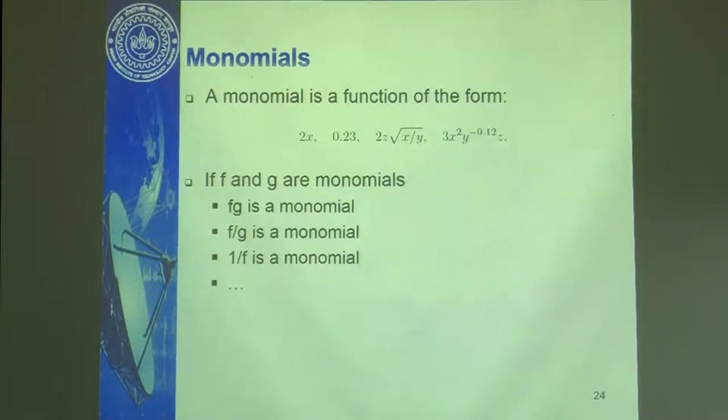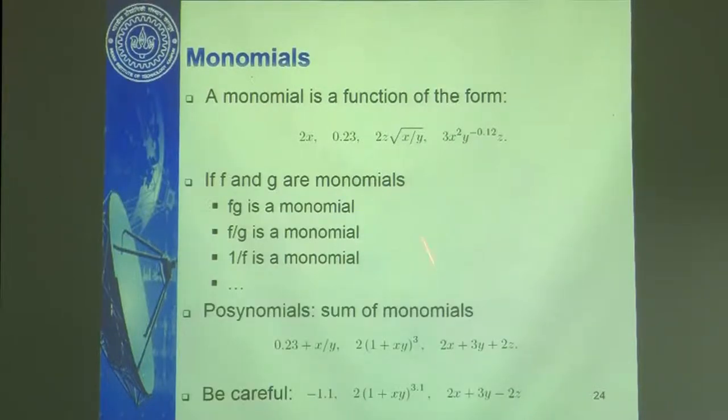They're just one term. If you write multiple such terms, then it becomes a posynomial. So you sum up many monomials, it becomes a posynomial. Remember, however, that we do not allow the terms to be negative. The exponents can be negative, minus 0.12 is fine, but the term itself should not be negative. All these are positive quantities. So a posynomial is a sum of monomials. Also, if f and g are monomials, multiplying them gives a monomial. If you divide f by g, that is also a monomial. 1 by f is also a monomial, and so on.